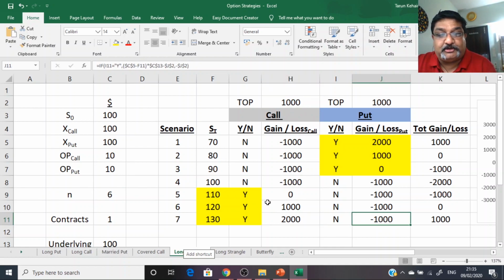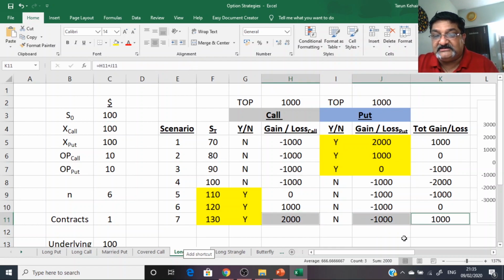Will you exercise the put option in this case? No. Why would you sell at 100 when it can be sold in the market at 130? You don't exercise the put option, but you will still have to pay the option premium of $1,000. That's your net loss on the put. So your total gain or loss is $1,000, right?